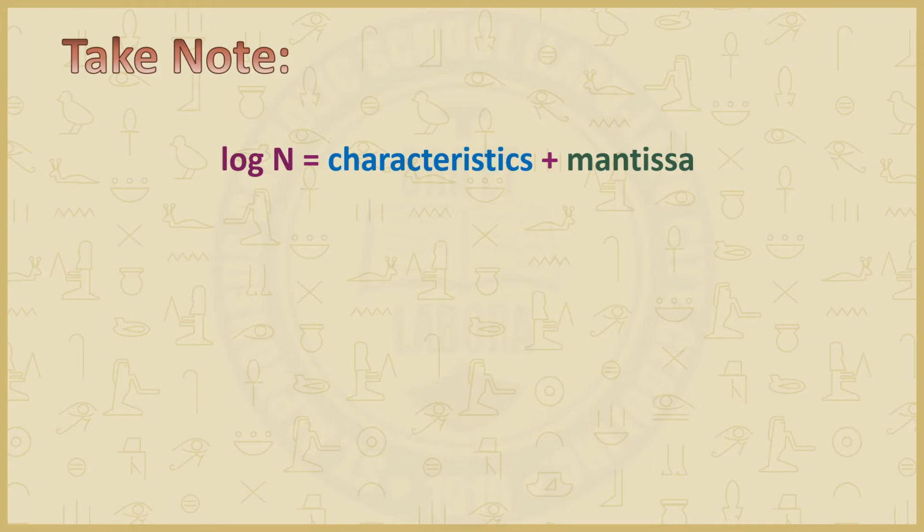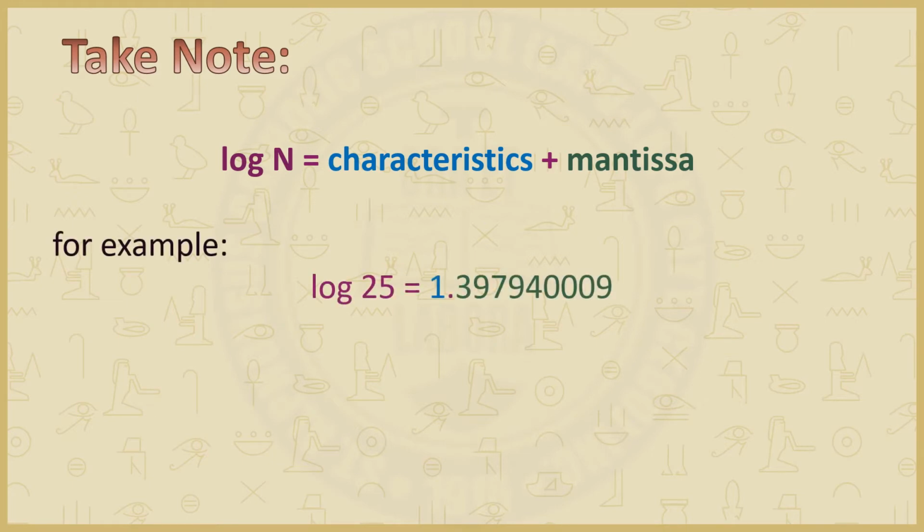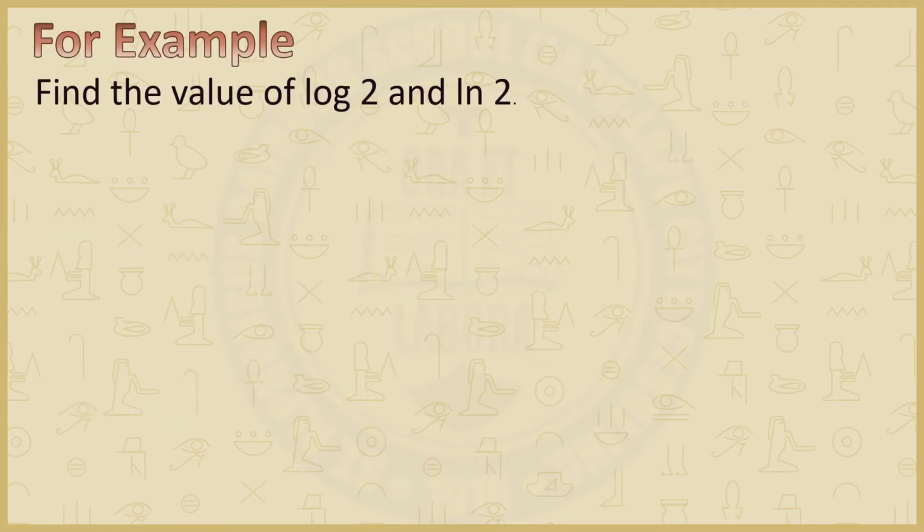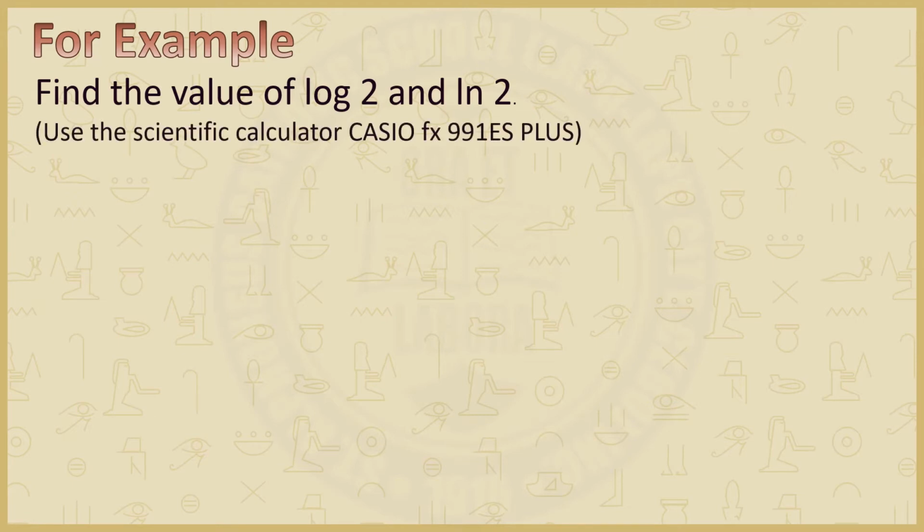Please take note, class, that the common logarithm of a number n is equal to the sum of the characteristic and mantissa. For example, the common logarithm of 25 is equal to 1.3979400009. Its characteristic is equal to 1 and its mantissa is equal to 0.3979400009.